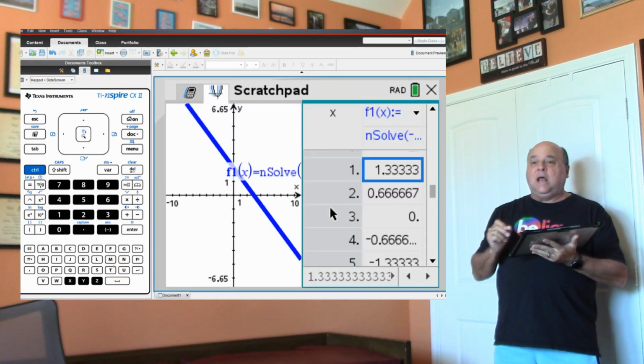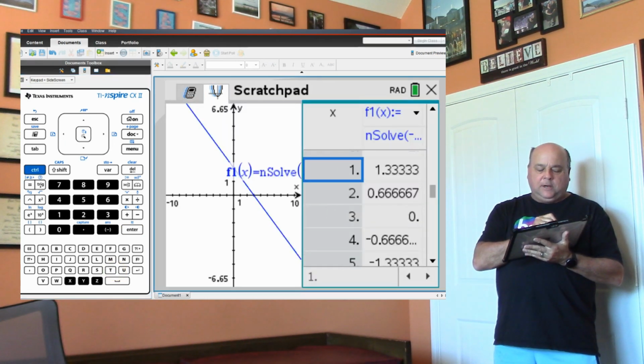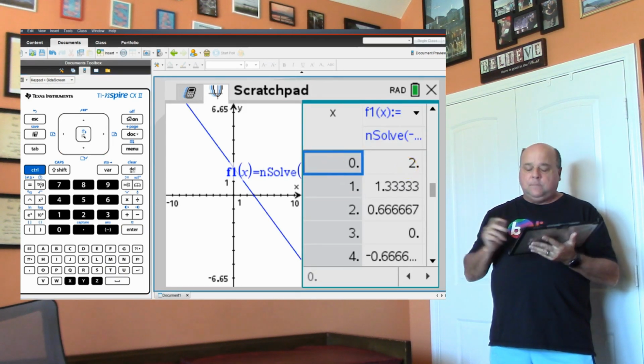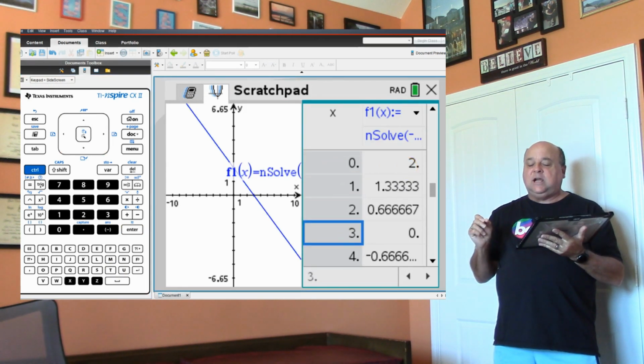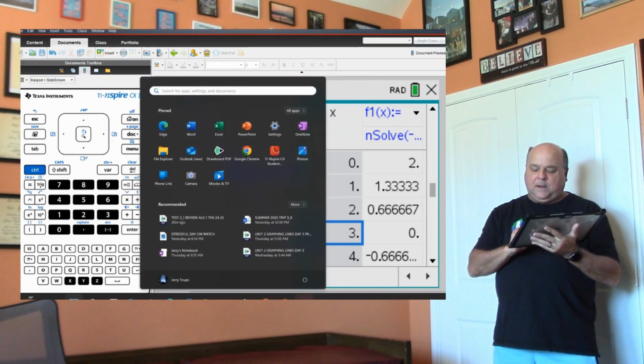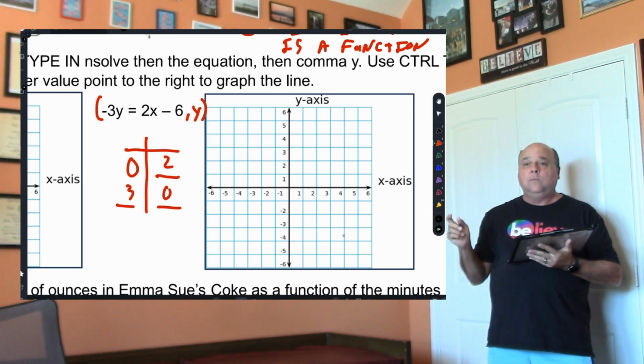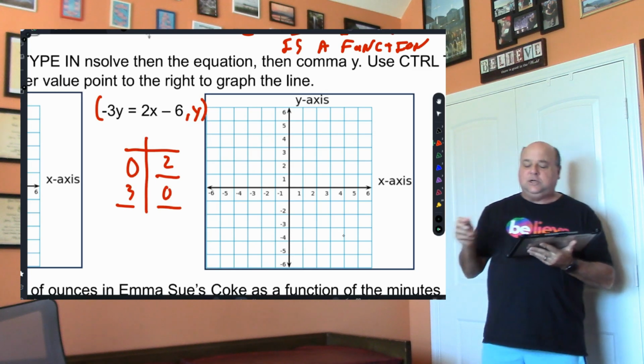And notice we have a lot of decimals here, don't we? So I'm going to go over here, hit the up button once, and my 0 is 2. And then this is the next dot we're going to use. So 0, 2, and 3, 0. So I'm going to go to my paper. The 0 was 2. The next number without decimals was 3, 0. So you don't want any decimals in your T-chart.